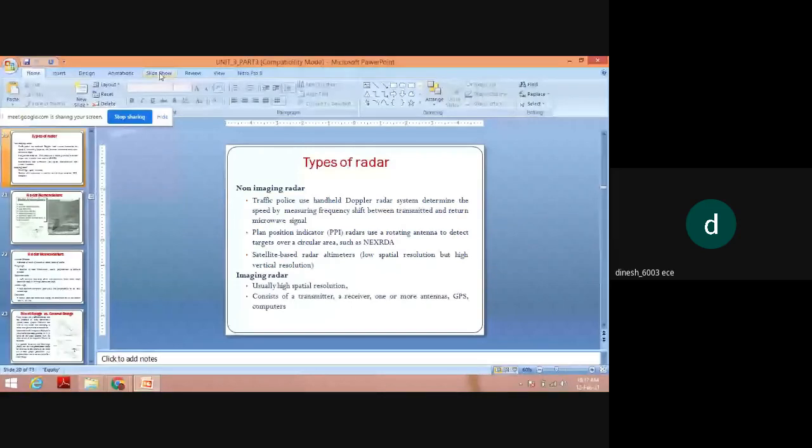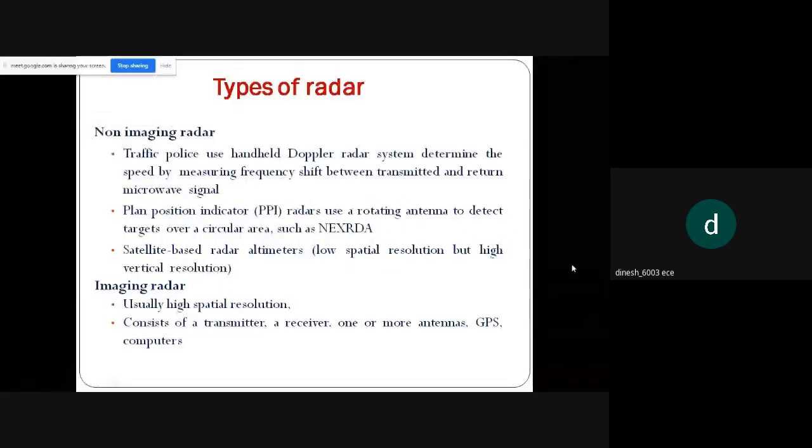There are two different types of radars available. One is imaging based radar, the second one is non-imaging based radar. For imaging based radar, the best example is the satellite based radar altimeters which are deployed in satellites for low spatial resolution with vertical high resolution.